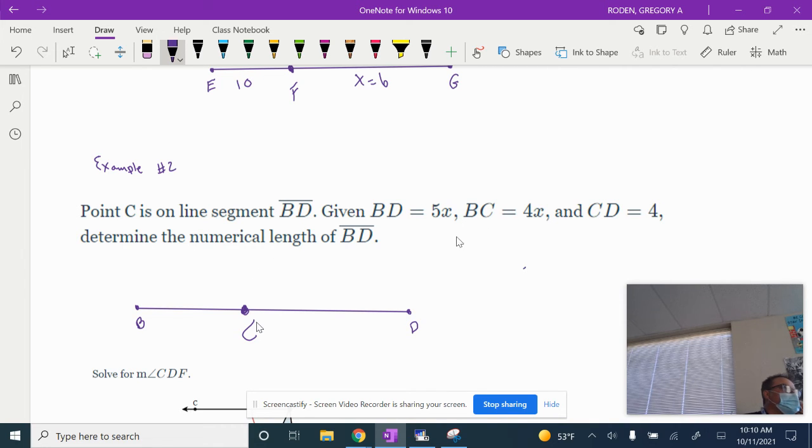Okay, so BC, from B to C, is 4x, right? Yeah. And CD, C to D, is 4. Okay. And then we have to figure out what B to D is. How long is B to D? That's 5x, is that right?